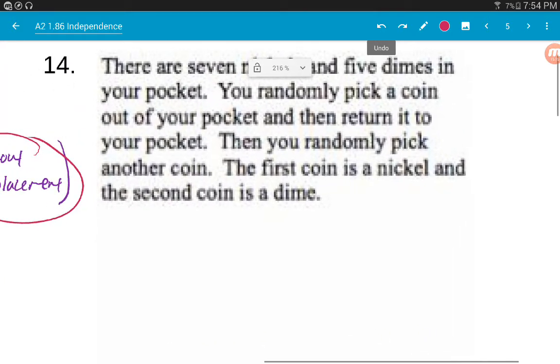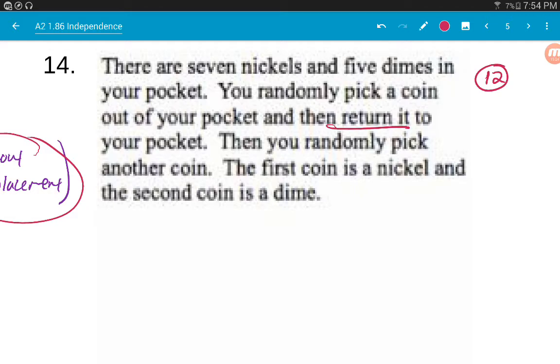So let's do one or two more, but we're going to do them quickly. There are 7 nickels and 5 dimes in your pocket, so still 12 coins. You randomly pick a coin out of your pocket, then return it. So it's going back in. So the amount of coins in my pocket is not going down. Then I randomly pick another coin. The first coin is a nickel and the second coin is a dime. So remember, same question. What do I need? What needs to happen? Well, I need to get a nickel, and then I need to get a dime.